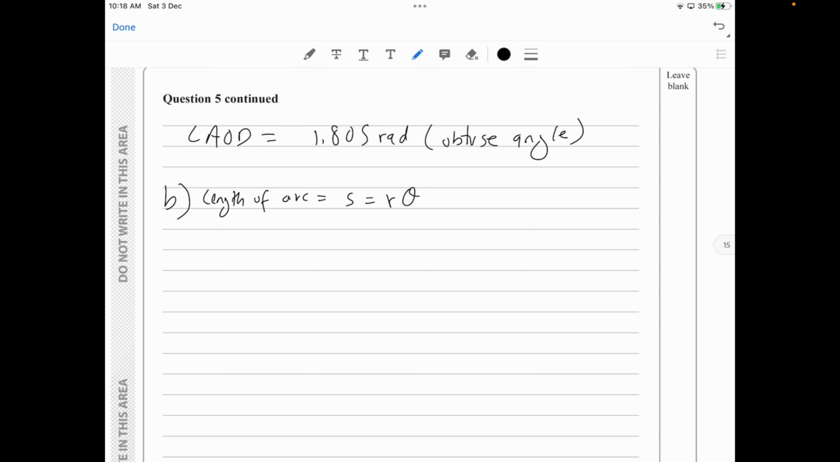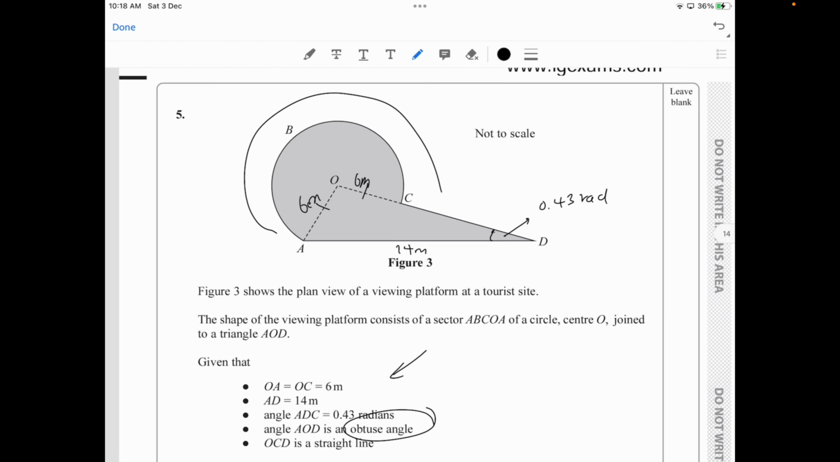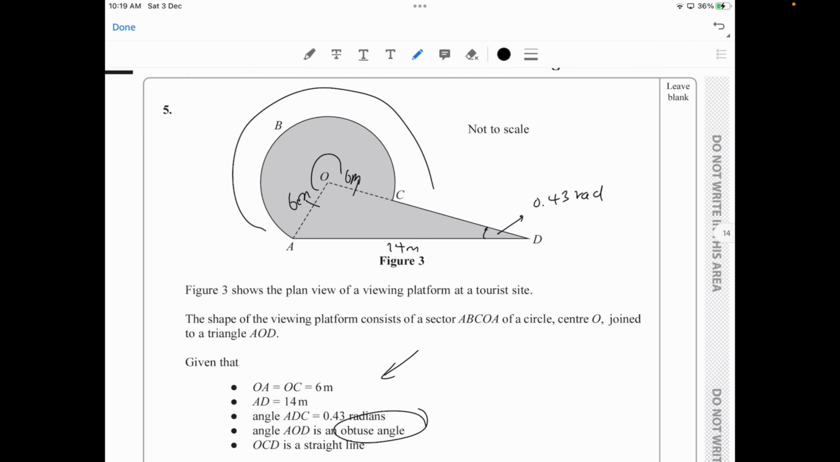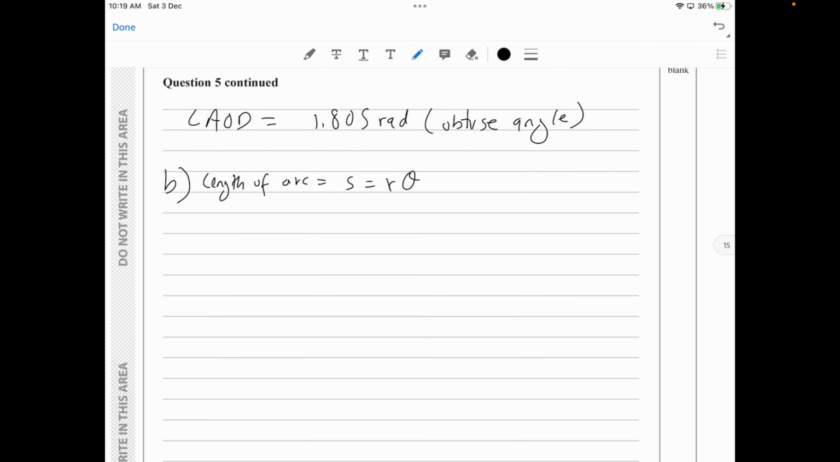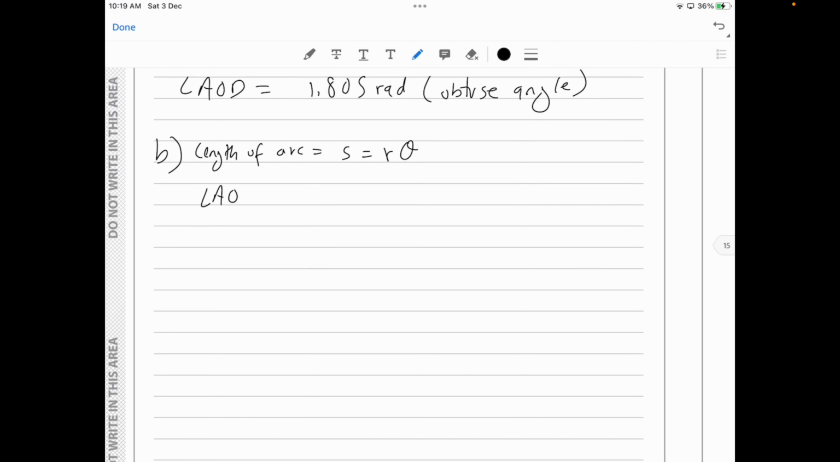Since we have to find the arc ABC, we need to find the angle AOC. We know the angle AOD to be 1.805 rad. All we need to do is use 2 pi. So angle AOC is equivalent to 2 pi minus 1.805, to find out what angle C is all about.